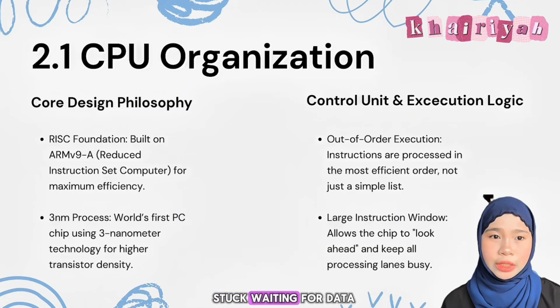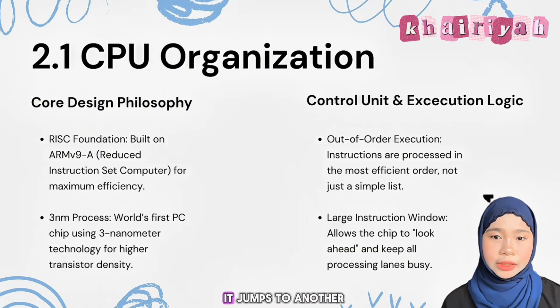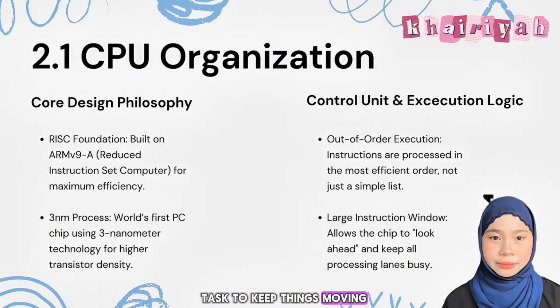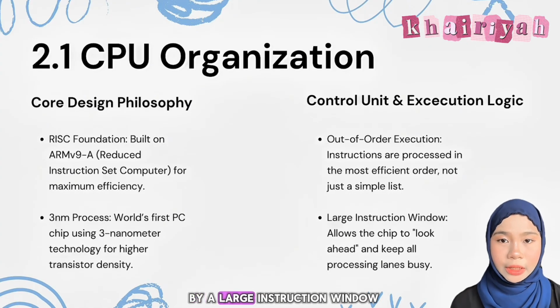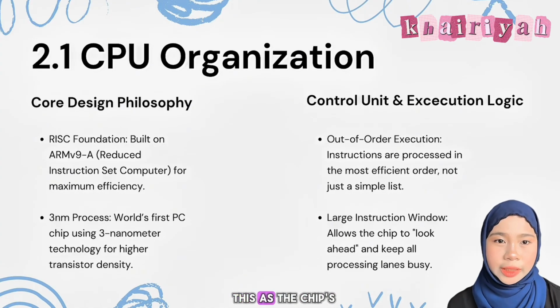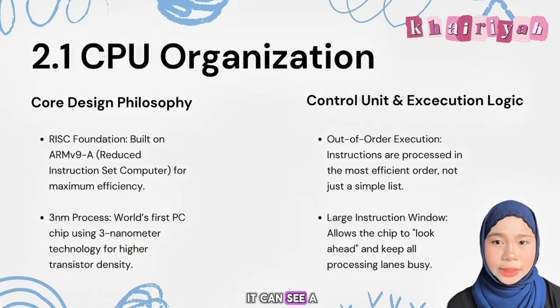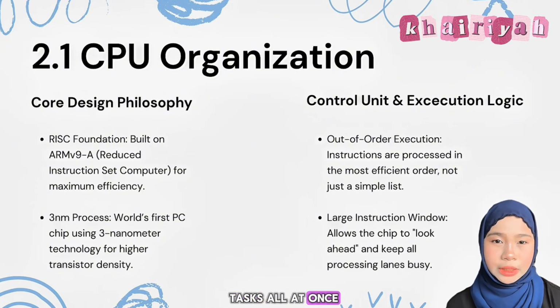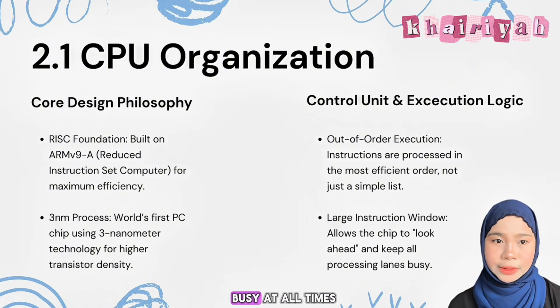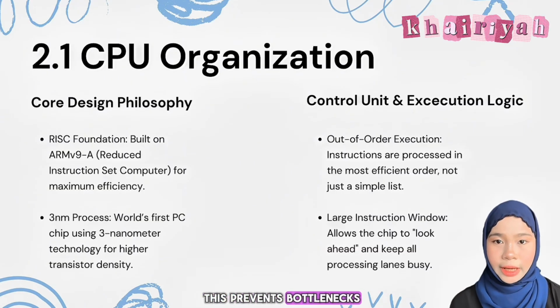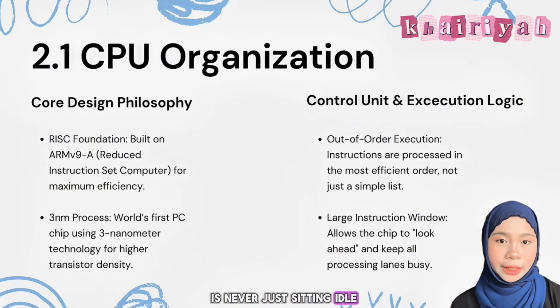If one task is stuck waiting for data, the chip doesn't stop. It jumps to another task to keep things moving. This is made possible by a large instruction window. You can think of this as the chip's look-ahead ability. It can see a huge queue of upcoming tasks all at once, which allows it to keep every processing lane busy at all times. This prevents bottlenecks and ensures the CPU is never just sitting idle.